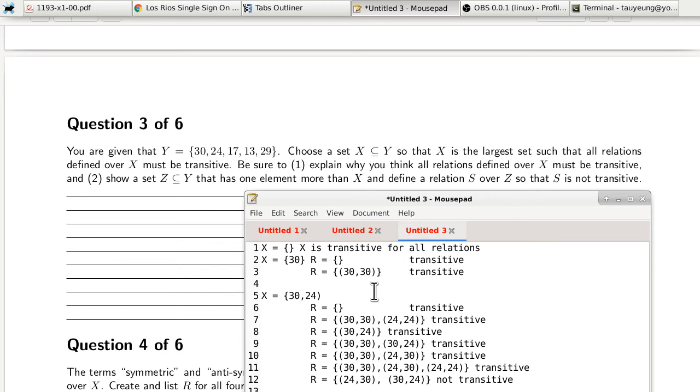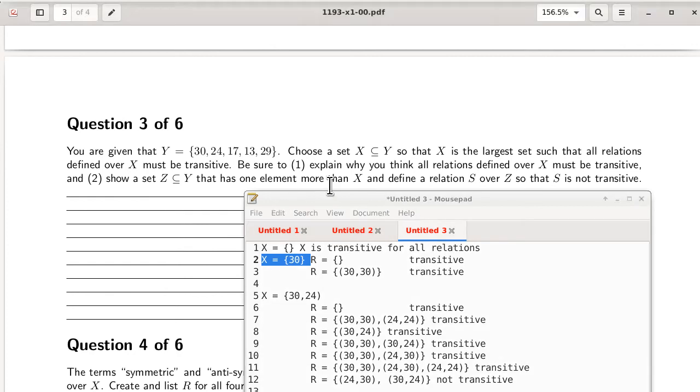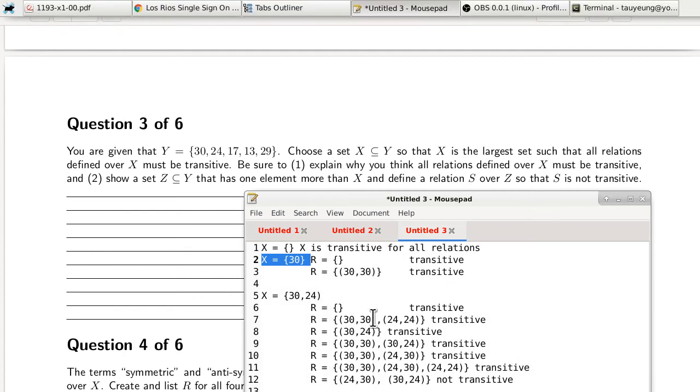So that means the largest set X such that all relations defined over X have to be transitive is a set with only one element. There we go, so that's the answer. But that's not the only part of the answer. The second part is to add one more element to X so it becomes Z, so that you can define the relation S over Z so that S is not transitive. This is our S here, and this is our Z here.